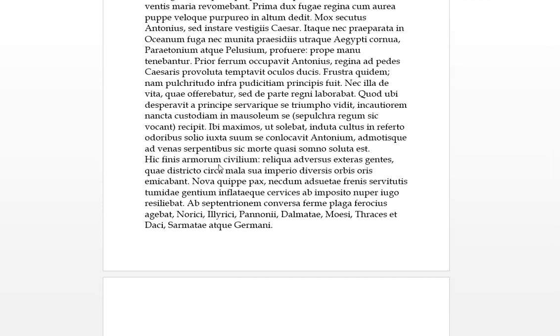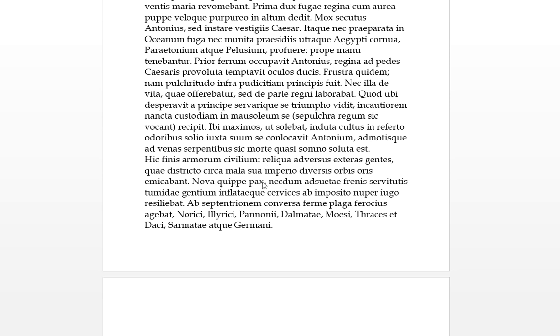Armorum civilium, of the civil taking up of arms. This was the end of the civil war. Reliqua, the rest, remainder, adversus, against, externas gentes, external races, external tribes or peoples. Quae, which, districto circa malo suo imperio, diversis orbis auris imminebant. Imminebant means it arose suddenly. So the empire had its own malice, had its own problems. It was diverse, so it was divided up. And there were different wars then against foreign people in different parts, orbis, of the world. And the empire had its sua mala, its own evils or problems. And again, imminebant just means it appeared suddenly or came about.